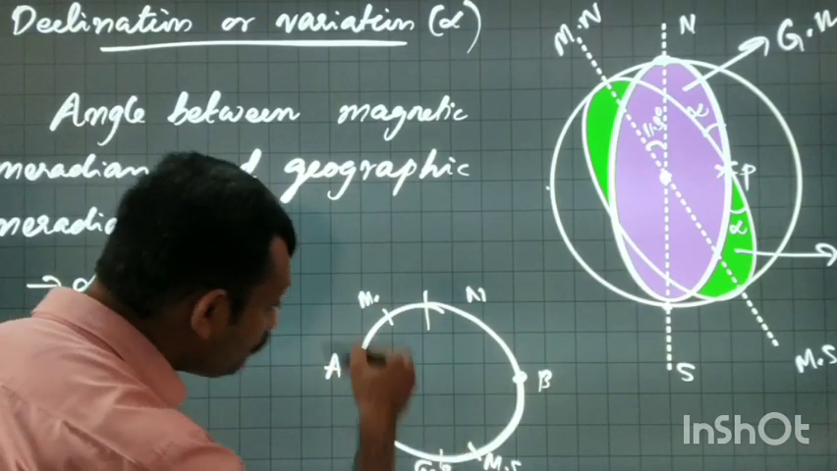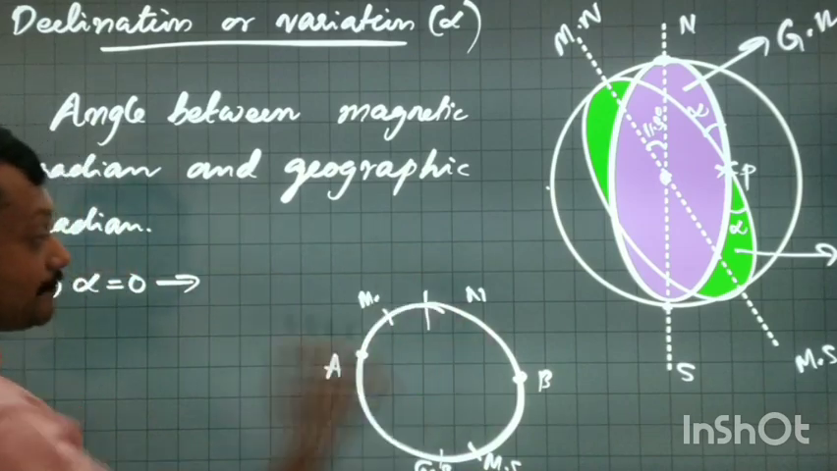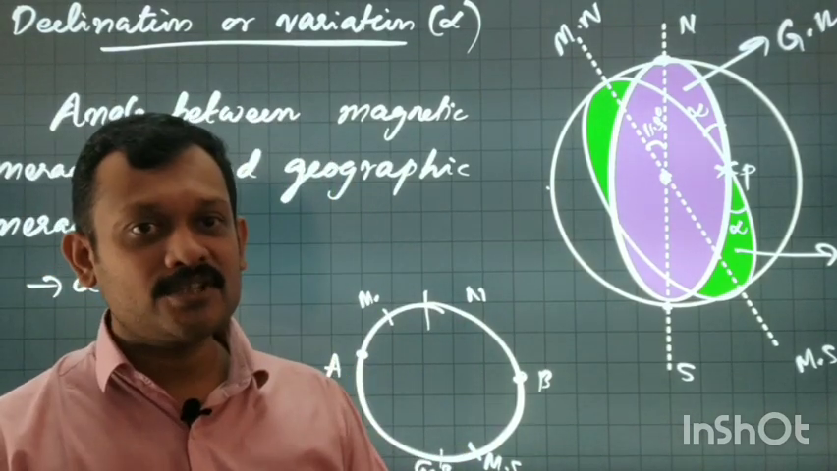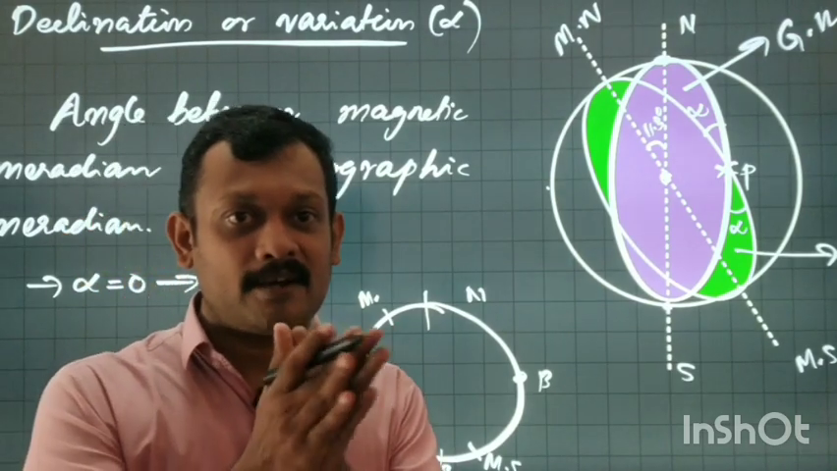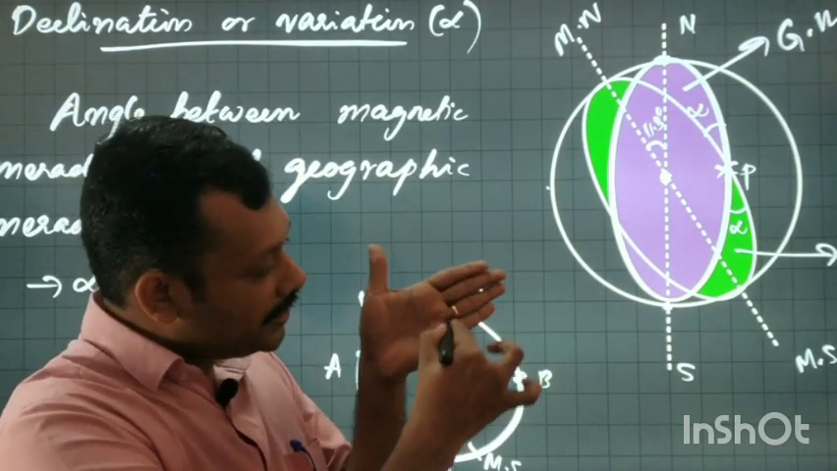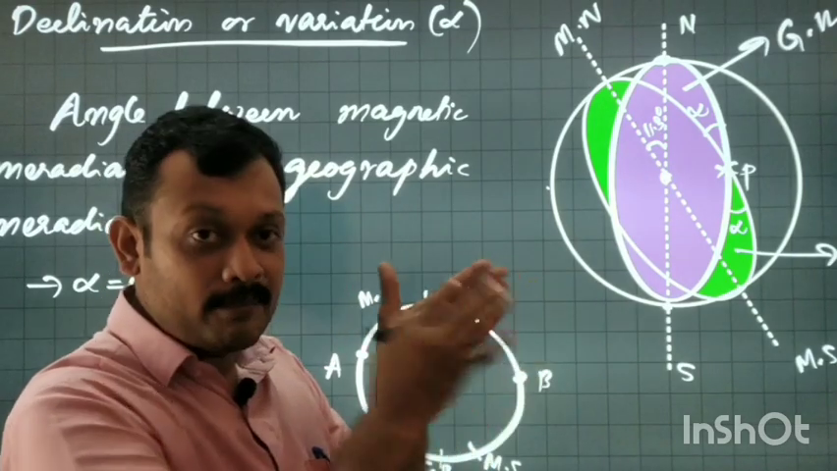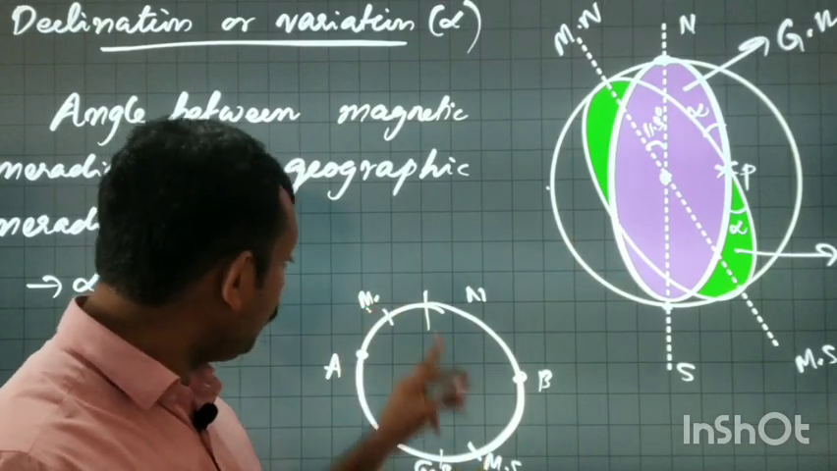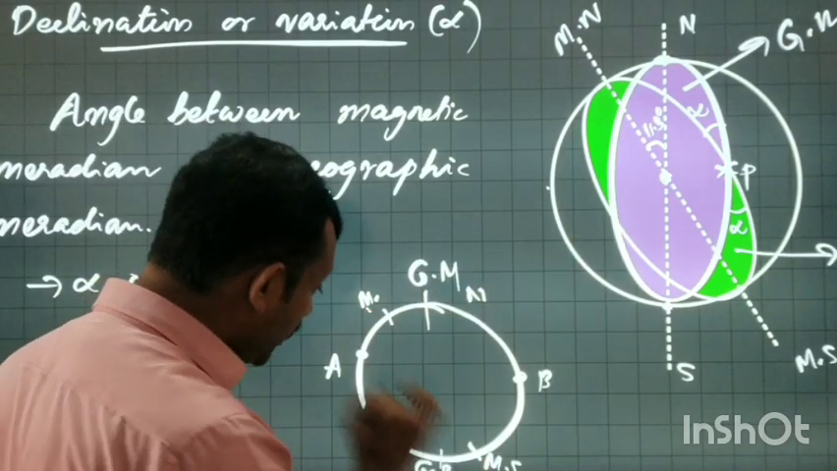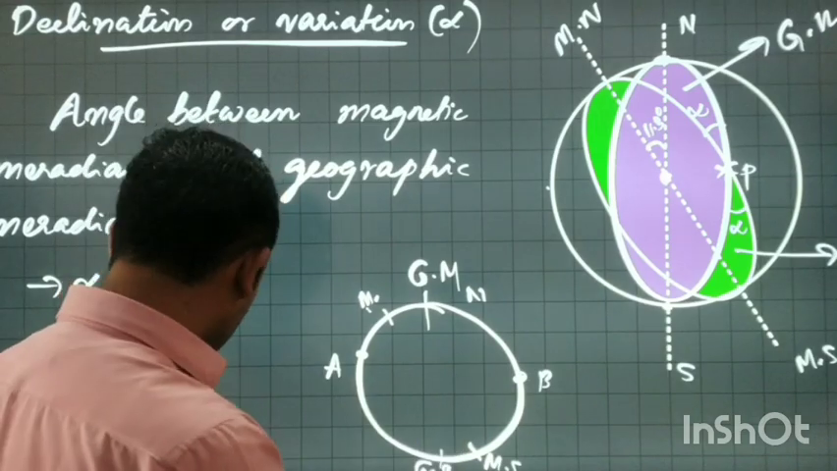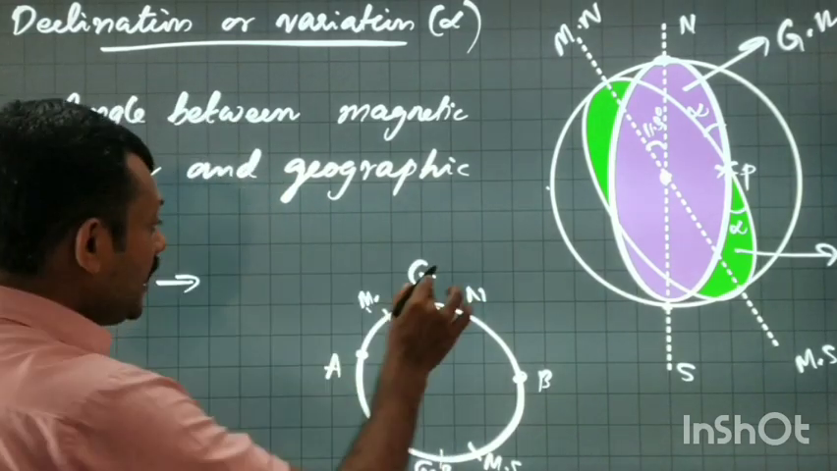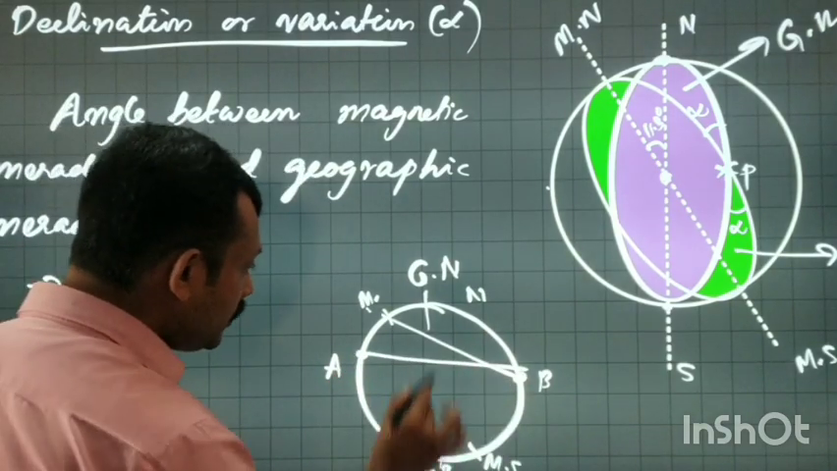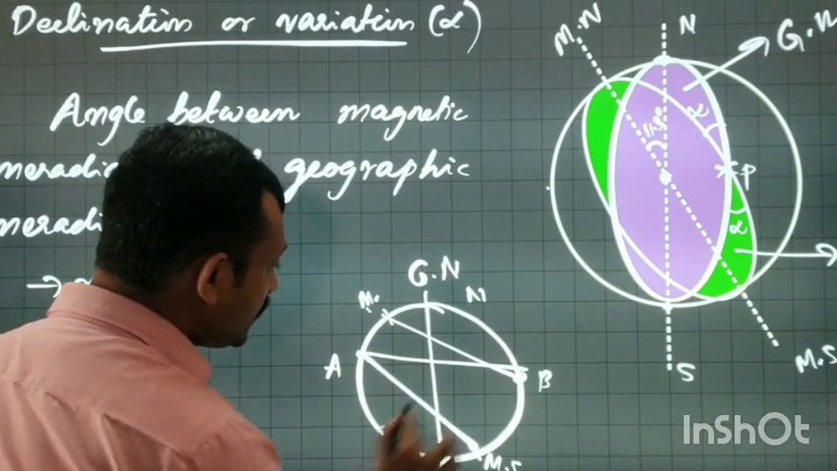So for all points on this plane, you can see that the declination will be 0 because magnetic meridian and geographic meridian are coinciding. So I am saying this is magnetic meridian, same is the geographic meridian, because this plane contains magnetic north, magnetic south, geographic north, geographic south, and the place under consideration, right? So now if I join, this is joined, this is joined.